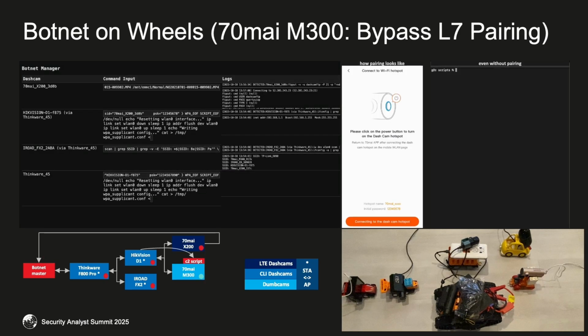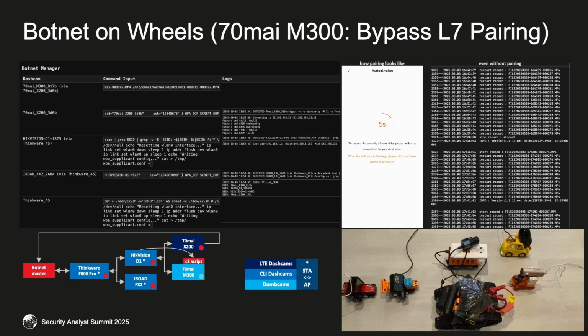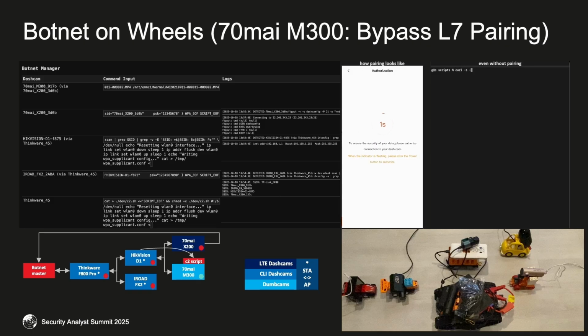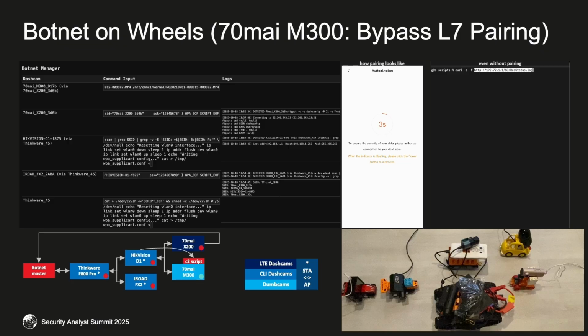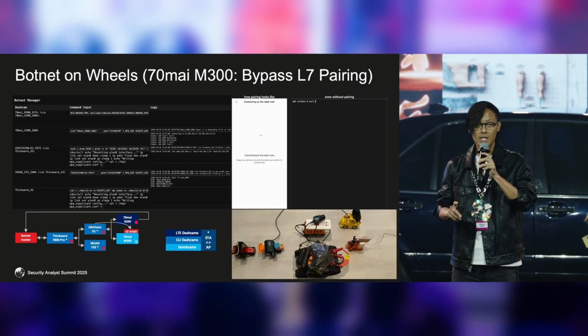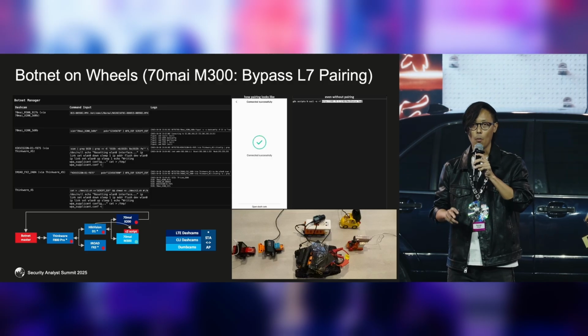Another dashcam drives by, great. This time a 70 My M300. Many dashcams like this will require a device pairing process such as a 2FA on top of the regular Wi-Fi authentication. The white frame in the middle shows the device pairing process, without which the official 70 My mobile app cannot access the feeds. But it's interesting because we found that this limitation only exists on the mobile app itself.